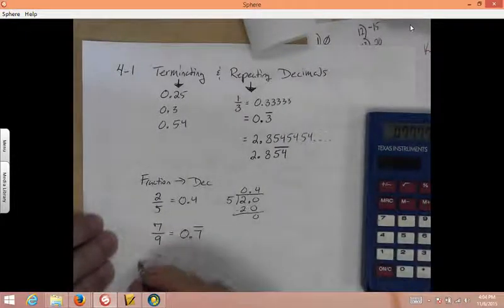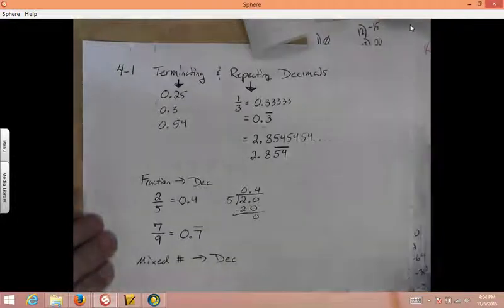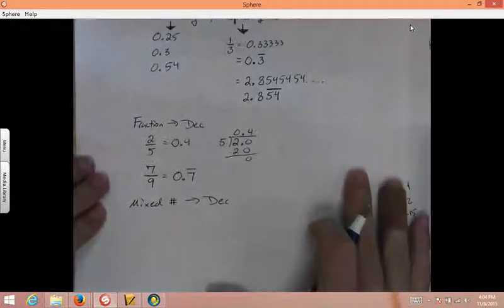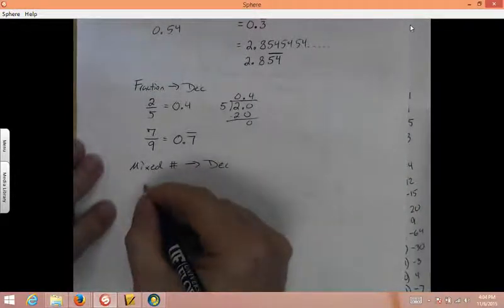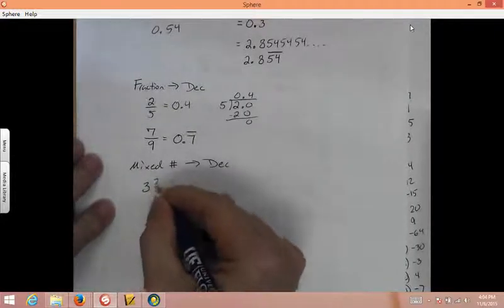All right. So the next skill, mixed number to decimal. Now, a mixed number is a fraction that has a whole number in front of it. So for example, I'll use the same 2 as these, what if we had 3 2/5?